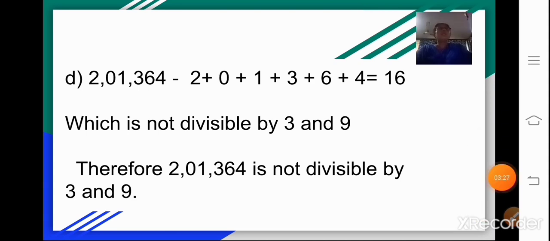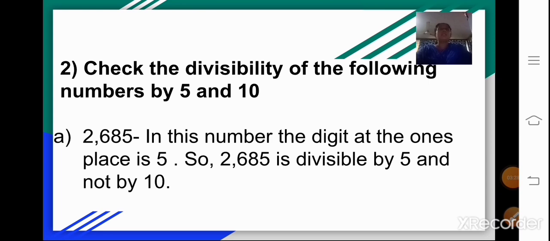Now coming to the next sum, second sum, check the divisibility of the following numbers by 5 and 10. This also you have to take down in your notebook. All the exercise sums have to be copied in your notebook.